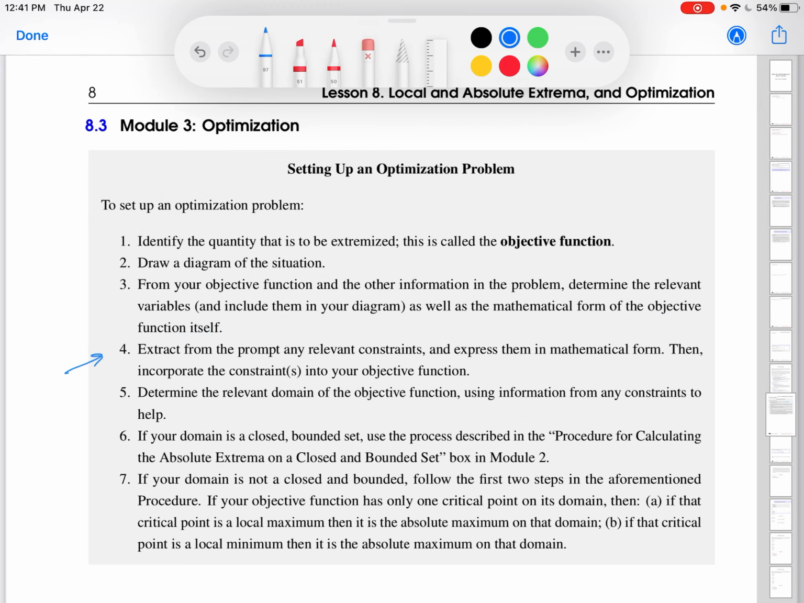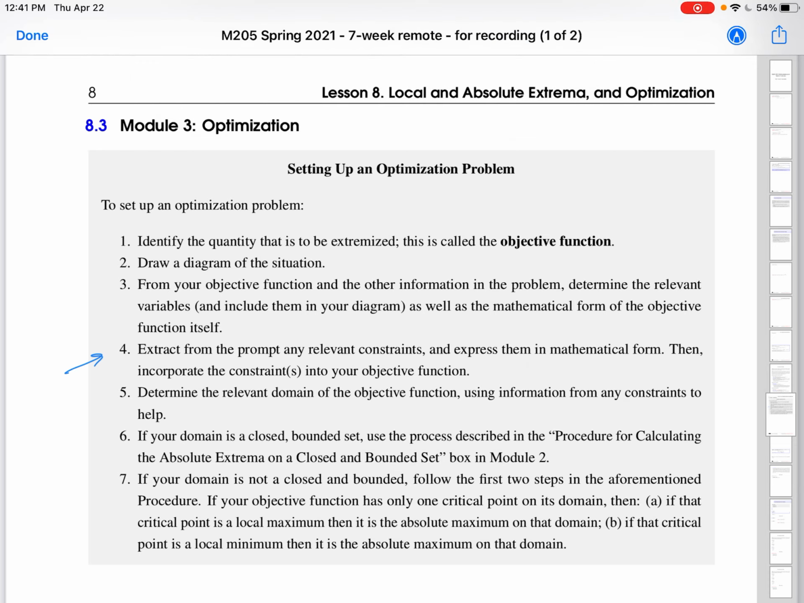Step number 4, extract from the problem any relevant constraints and express them in mathematical form. And then, if possible, incorporate them into your objective function. You've met many constraints in optimization problems before. A classic optimization problem is, maximize the area of a square subject to the perimeter equaling 5, let's say. The perimeter equaling 5 is an example of a constraint. Similar examples of constraints are going to come up in the multivariable context. We'll see that in the problems that I'll work out in a minute.